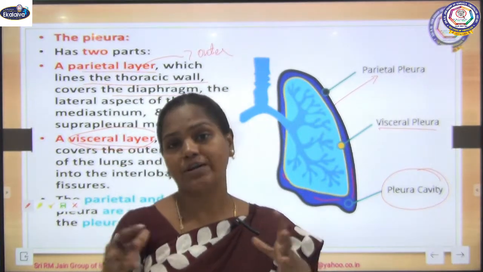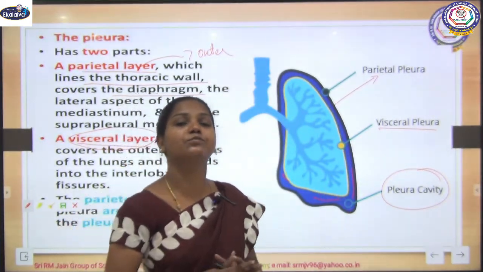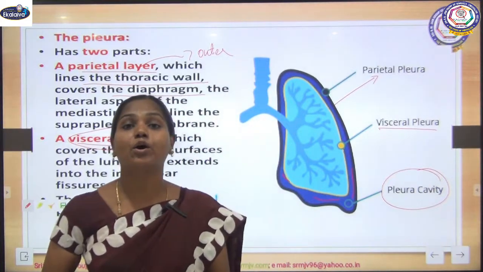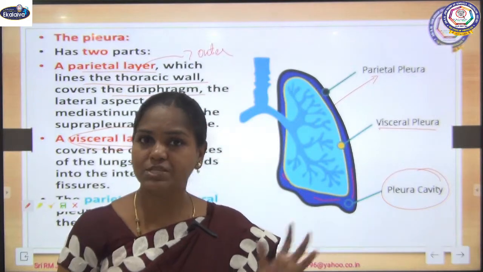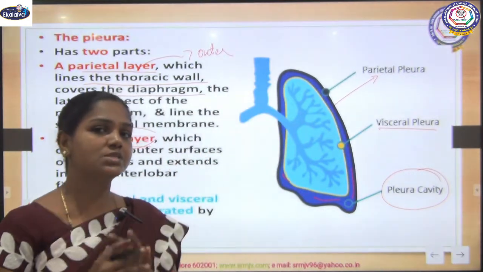So at the time of contraction and relaxation, due to the presence of this pleural fluid, it avoids the friction between these two layers, so there is no damage to this pleural membrane, okay. So this is about the pleura.